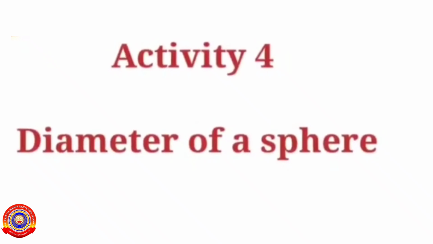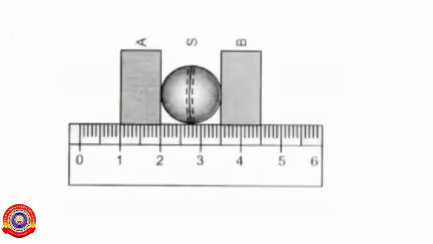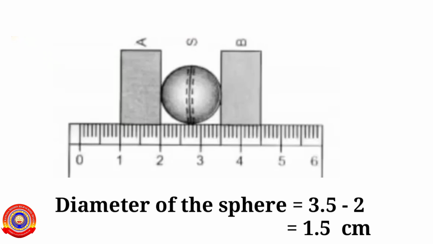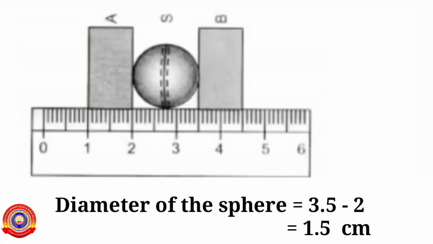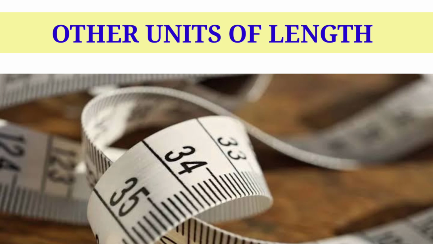The last one is to find the diameter of a sphere. For that, place the sphere in between two wooden blocks whose diameter is to be measured. Using a meter scale, it can be measured. Here, the meter scale is in between 3.5 and 2. Then, diameter equals 3.5 minus 2. That is equal to 1.5 centimeter.